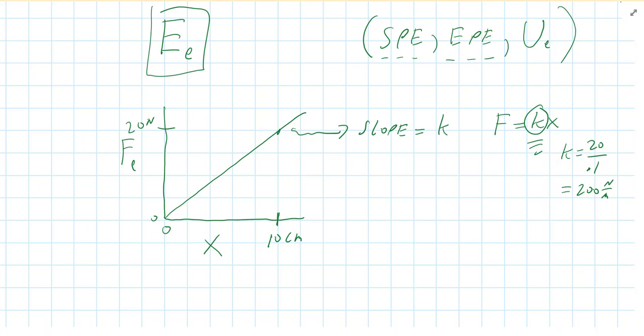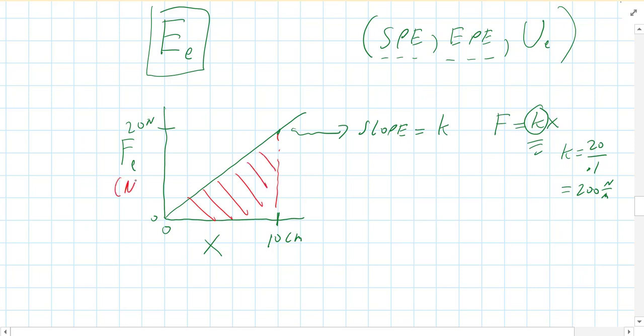The first way, if you're asked to use the graph itself, is to find the area of the graph, because the force is measured in newtons, and the stretch of the spring, if you measure it in meters, then a newton times a meter gives you a joule, and that's the unit of energy. So it turns out that the area of the graph equals the elastic potential energy.